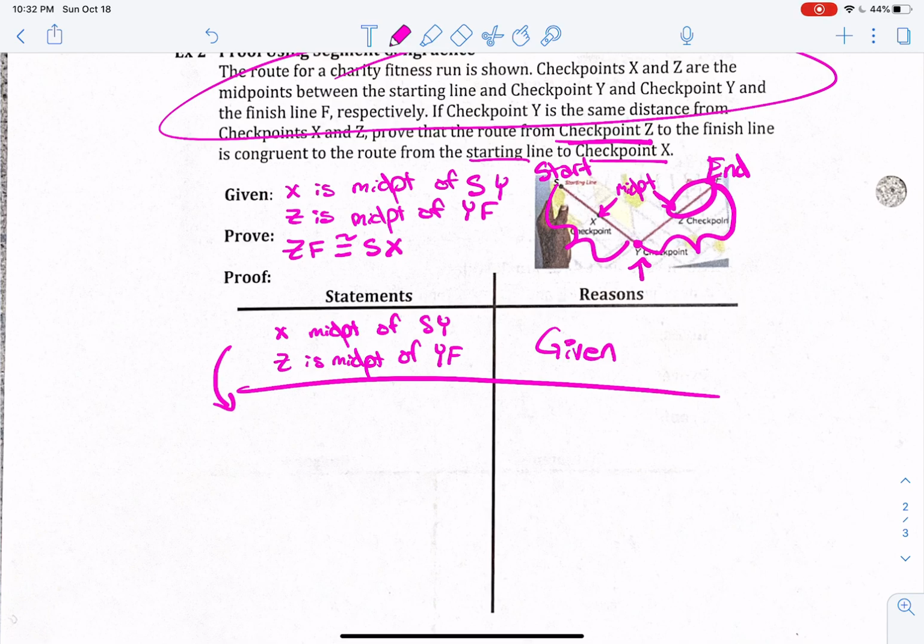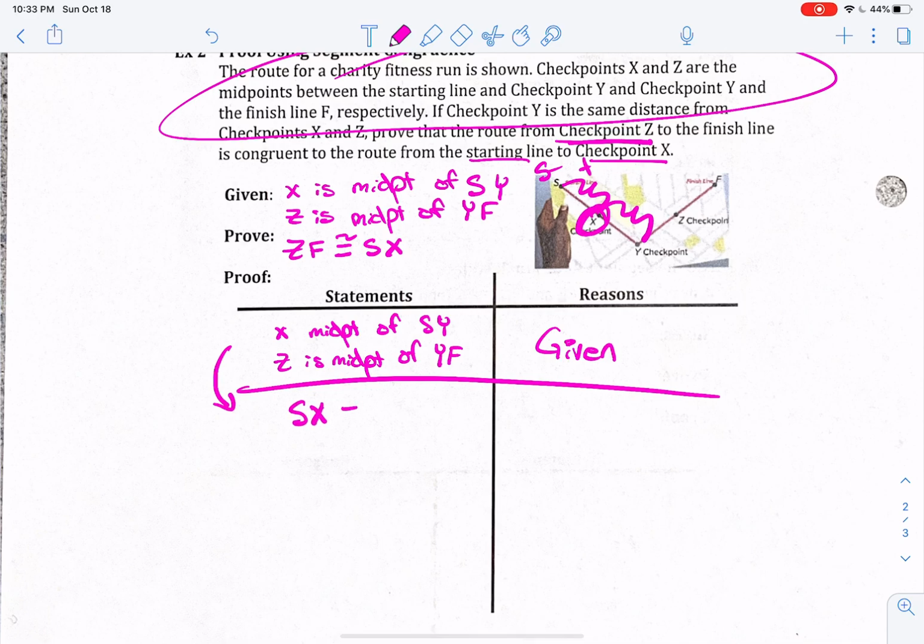Okay, well, using that information, if X is the midpoint, I'm going to erase some of this stuff over here so we can see this. If X is exactly in the middle, that tells me that ZX is the same length as XY. Excuse me, SX, not ZX. SX is congruent to XY, okay? And also, if Z is the midpoint, then YZ is the same length as ZF. Those lengths are the same. So YZ is congruent to ZF, okay?